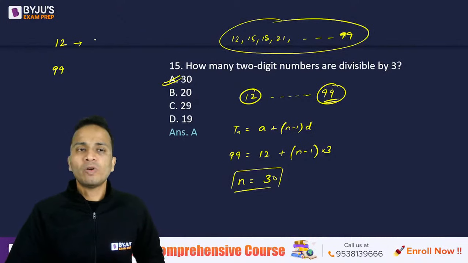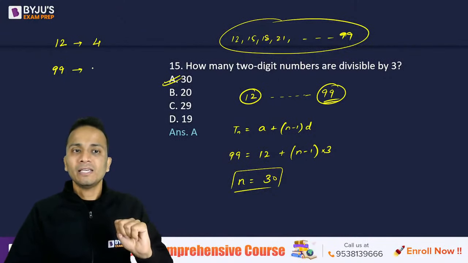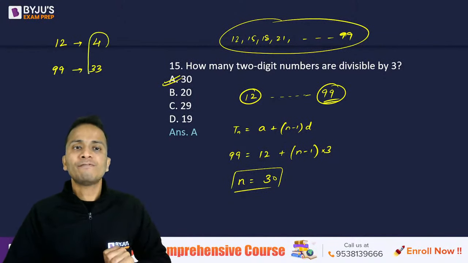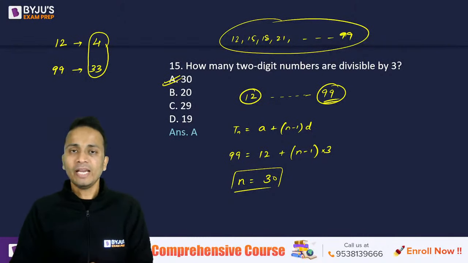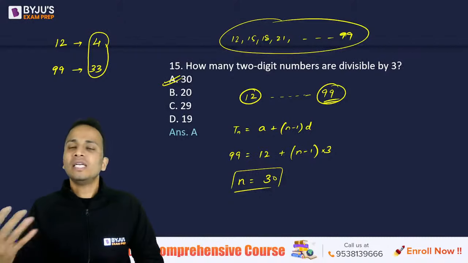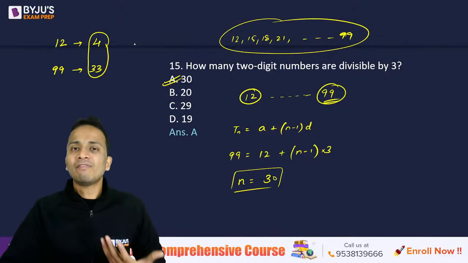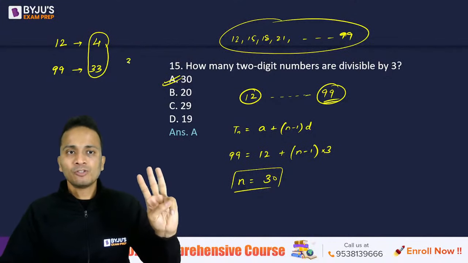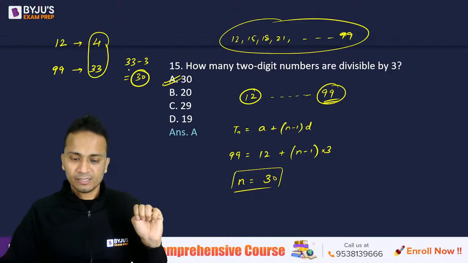Now, basically 12 is the fourth multiple of 3 and 99 is the 33rd multiple of 3. So, ab mujhe kya karna hai? 4 se leke 33 tak kitne numbers hote hain ye count karne hain. Right? Starting from 4 up till 33, total kitne numbers hote hain? Starting from 4. Since I have to start from 4, that means मुझे first three numbers consider नहीं करने, so 33 minus 3, that is 30 will be the correct answer.